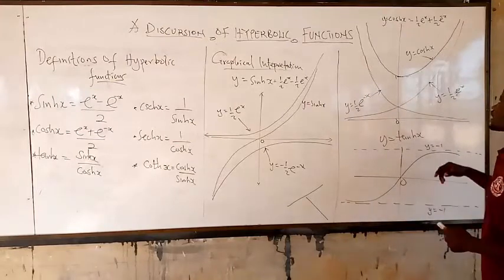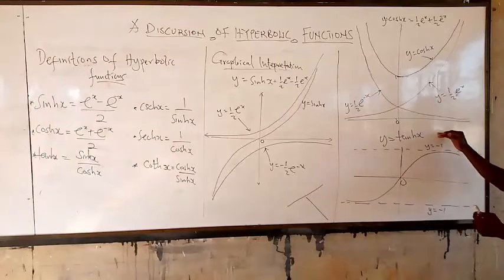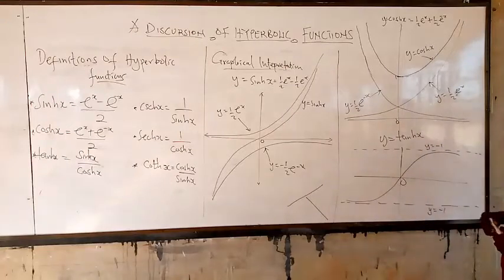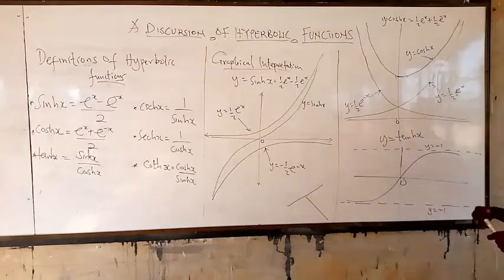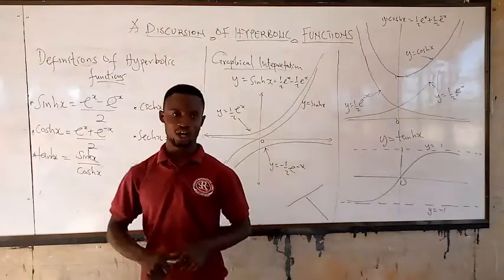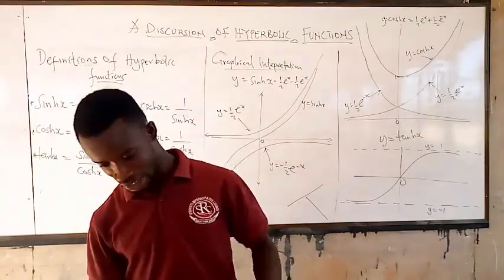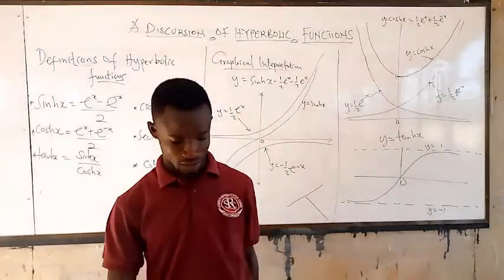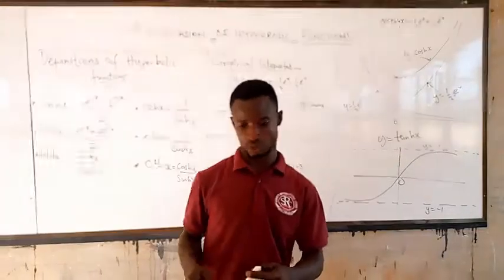So that is the graphical interpretation of cosh x. Okay, this is tanh x, and that is the graph of tanh x. This will be a positive one, and this will be a negative. That is all for the graphical representation of sinh x, cosh x, and tanh x. Good. Now, let's see if we can solve some examples.